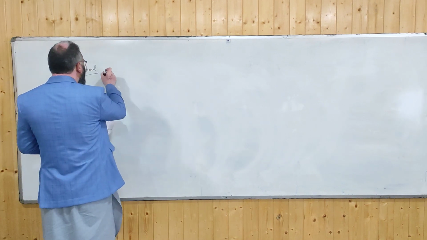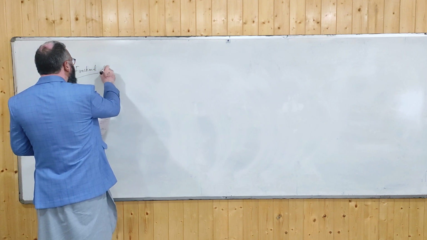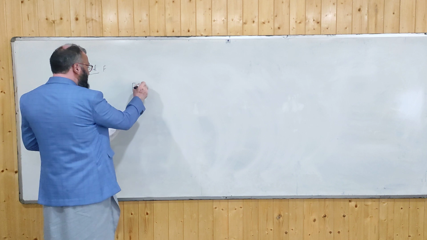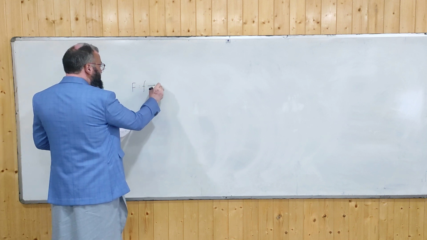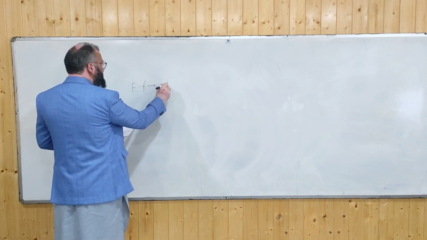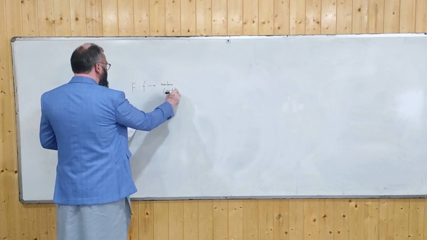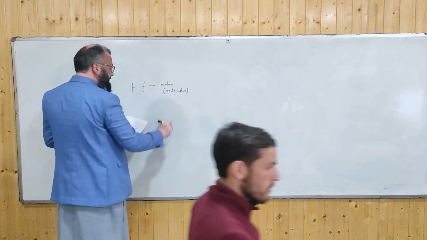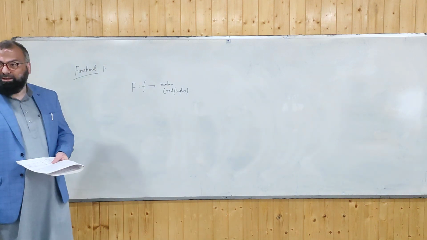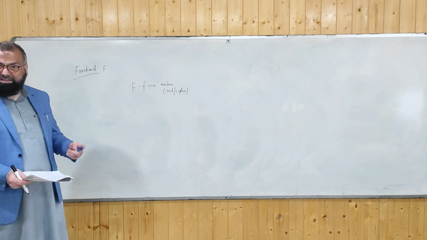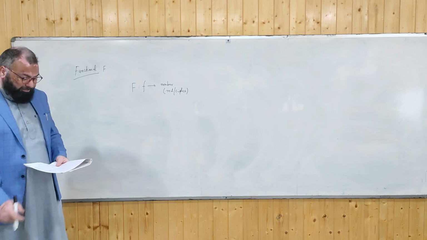So let's say you have some functional f. We define a functional f to be a mapping from a function to some number. This number can be real or complex. Clear? So a functional maps a function to a number, and that number can be real or complex.